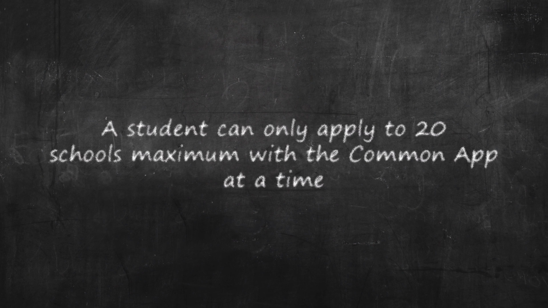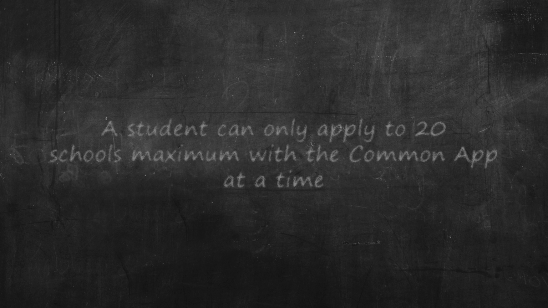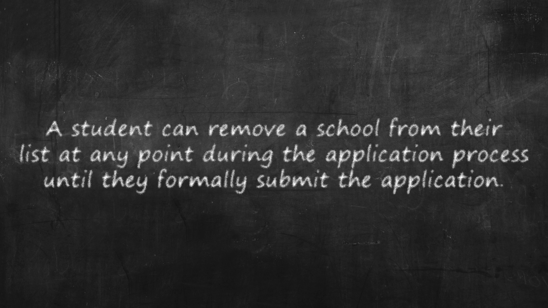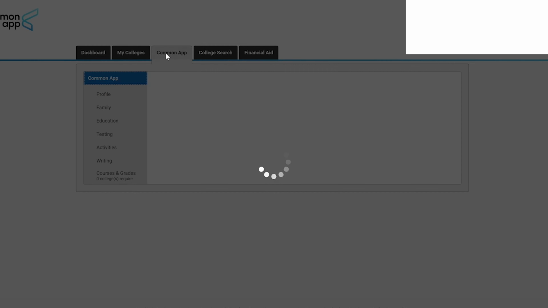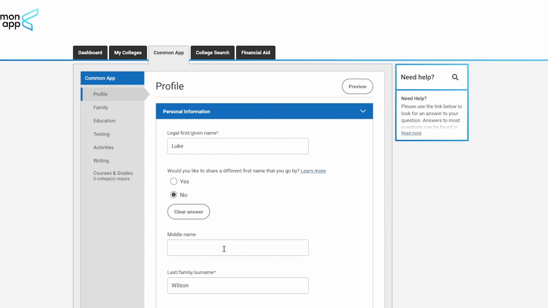It is important to note that only 20 schools can be in your list at any given time. You can remove a school as long as the application has not been formally submitted, but once the application for that school has been submitted to the admissions office, you cannot take it back and you cannot remove it from the list. Backtracking a little, the 3rd tab in the Common App is the Common App.